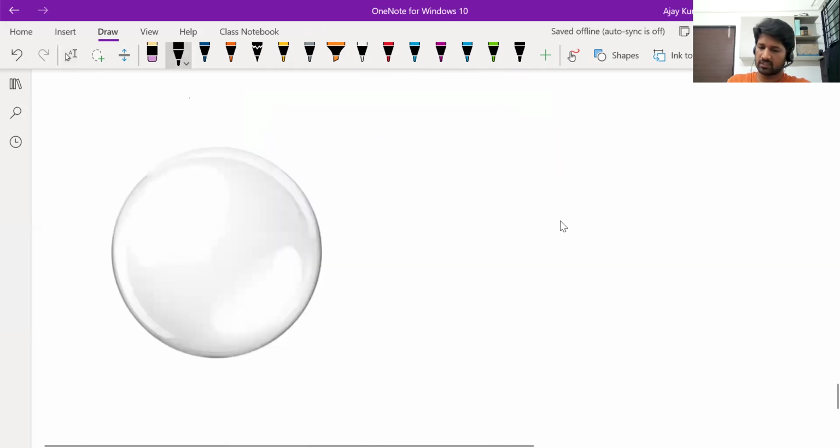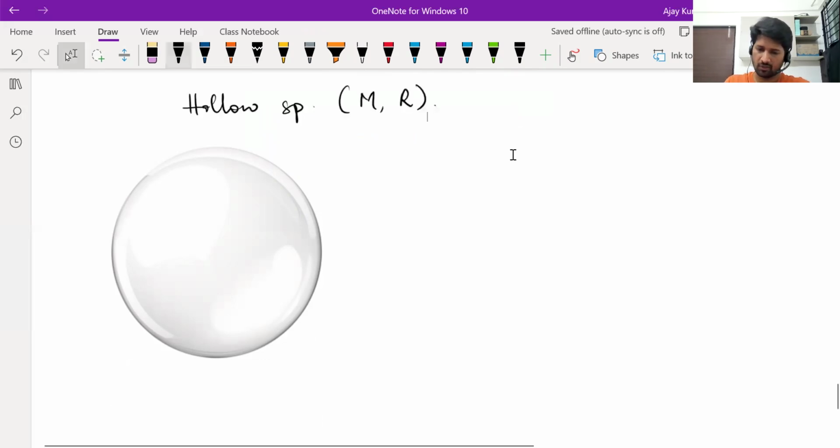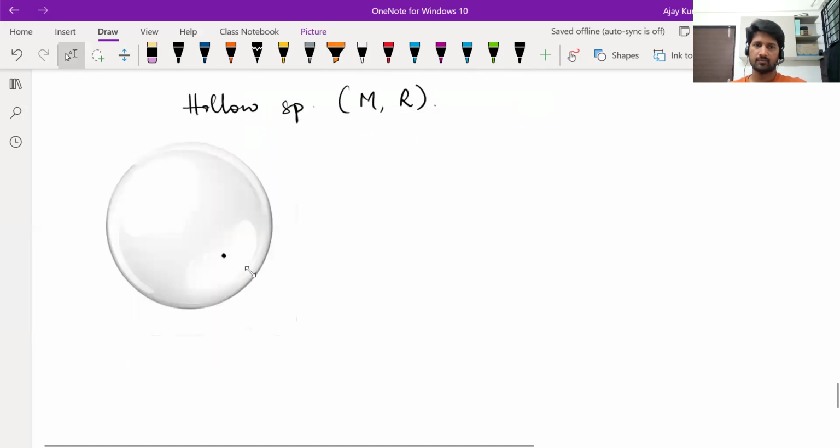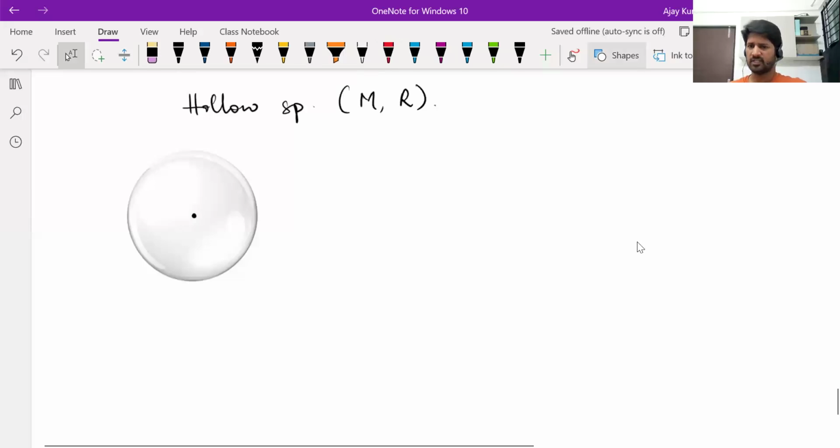So suppose there is a uniform hollow sphere. Unless otherwise specified, you treat it as uniform, okay? Assume its mass is M, radius is R. One of you quickly tell me, how much is the gravitational field inside a uniform hollow sphere? Inside? 0. So 0. Outside? GM by x square.